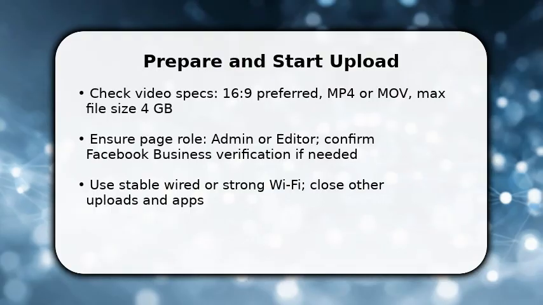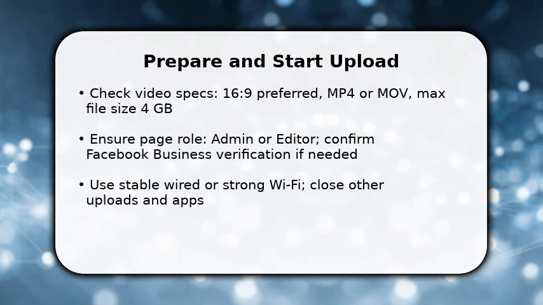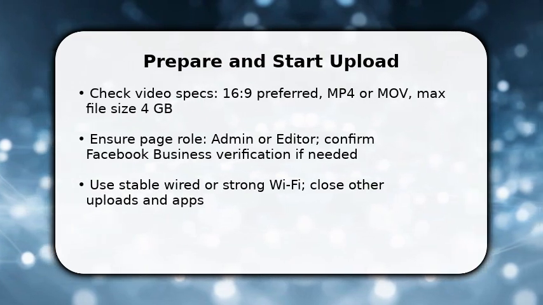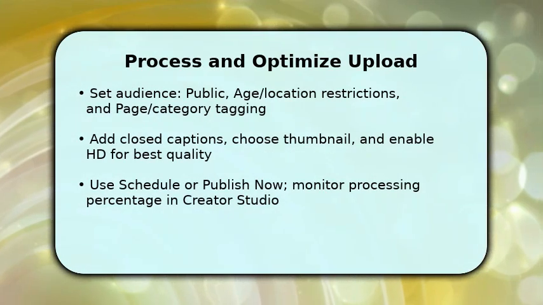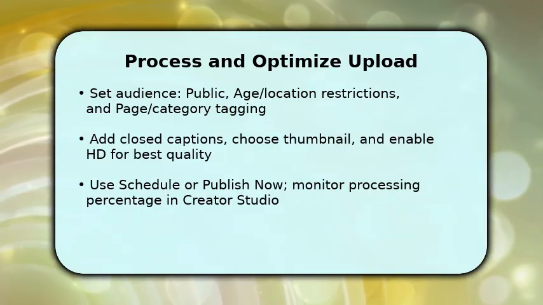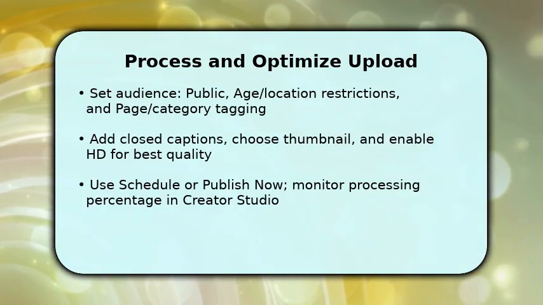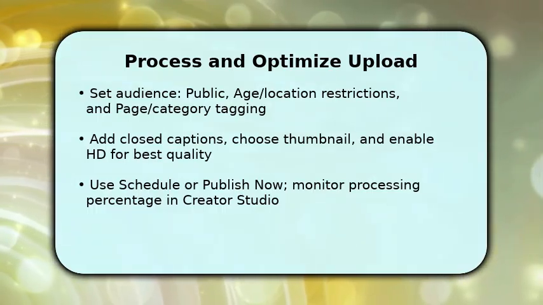While the file transfers, add a clear title and description so Facebook can process thumbnails and captions correctly. Make sure you pause other heavy network activity. Now you handle the middle detailed steps that determine whether the upload succeeds. While the file is uploading, set audience and age or country restrictions, because restrictive settings can block processing.